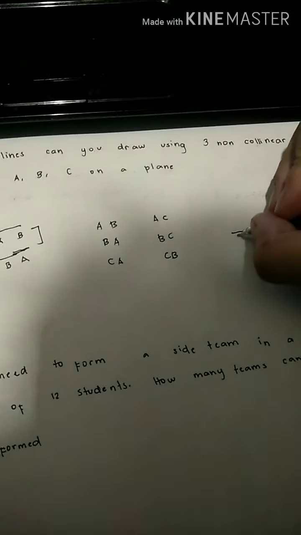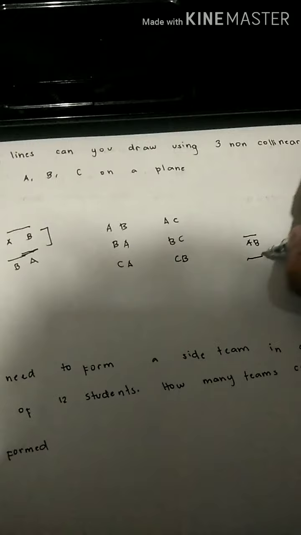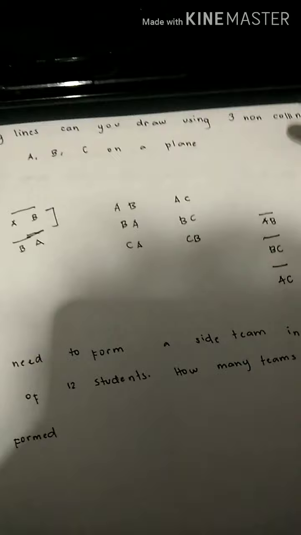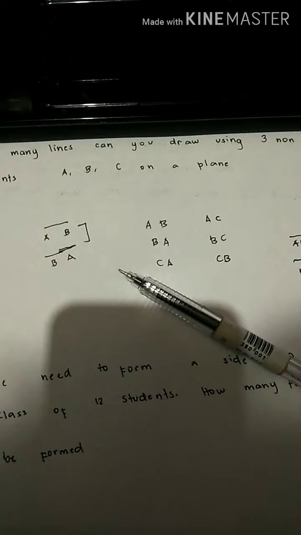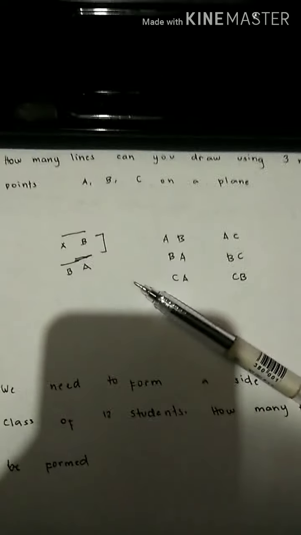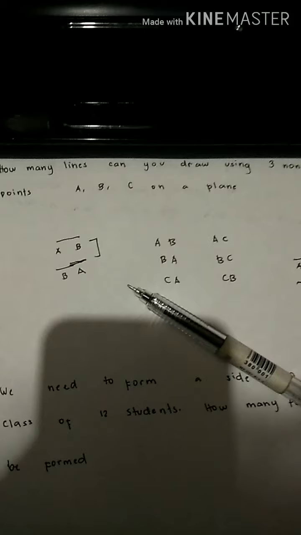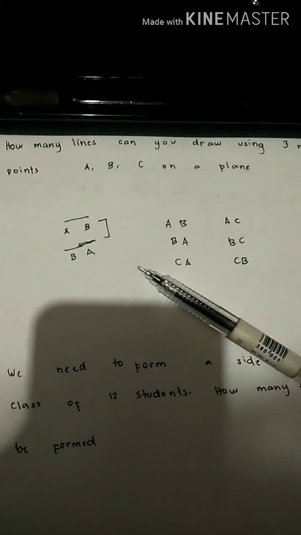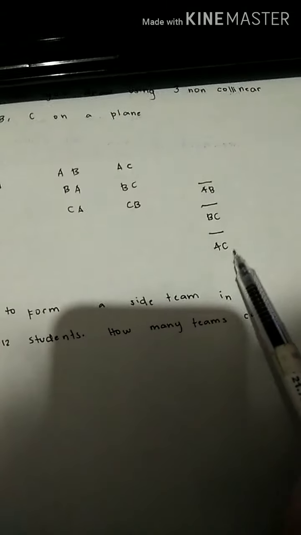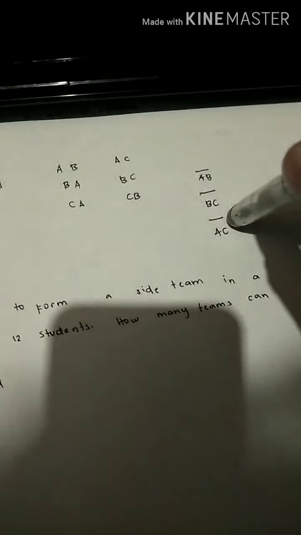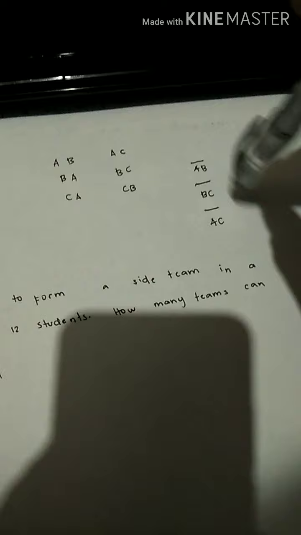Again, the lines are line AB, line BC, and line AC. In this problem, line AB is the same as line BA, same for lines AC and CA, and BC and CB. The lines are AB, BC, and AC, 3 lines only. So in fact, we can draw 3 lines and not 6, because in this problem the order of the points A, B, C is not important.